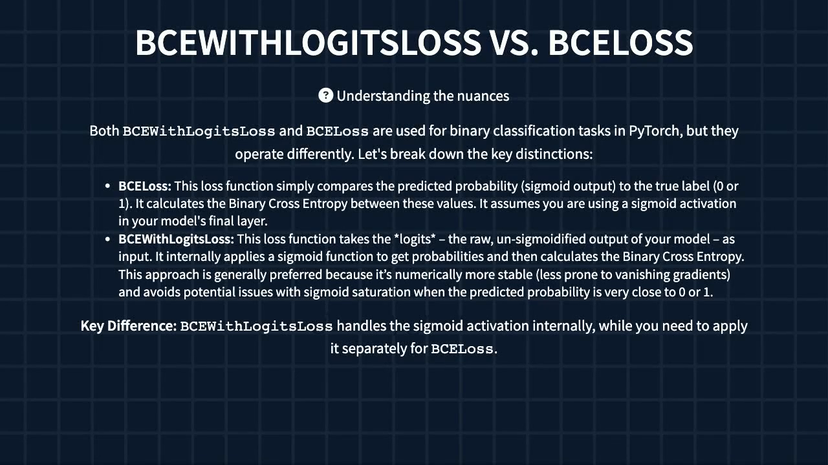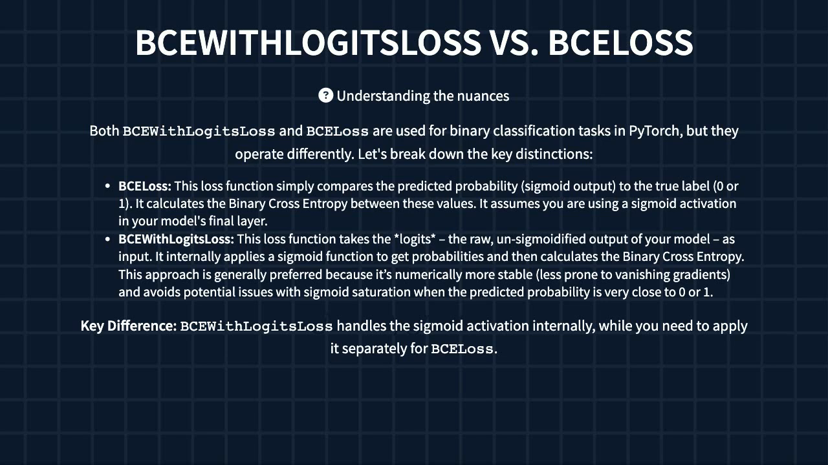Okay, let's talk about a common question in PyTorch interviews: the difference between BCEWithLogitsLoss and BCELoss. Essentially, they both help you build binary classifiers. BCELoss is straightforward. It compares your model's probability output, after using a sigmoid function, to the actual label 0 or 1. It's simpler but can be less stable. On the other hand, BCEWithLogitsLoss takes the raw, unsigmoided outputs from your model, called logits, and internally applies that sigmoid activation for you. This is generally considered the better approach because it's more robust to numerical issues, especially when dealing with large or small probabilities.